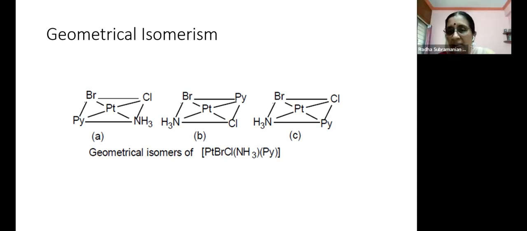How do we say 2 cis and 1 trans? This is actually a textbook question, an exercise question in the textbook. How do we say cis and trans here? It's the only challenging question in our textbook in terms of isomerism, when I say geometrical isomerism.